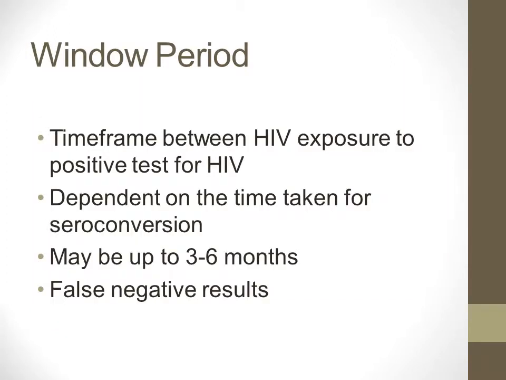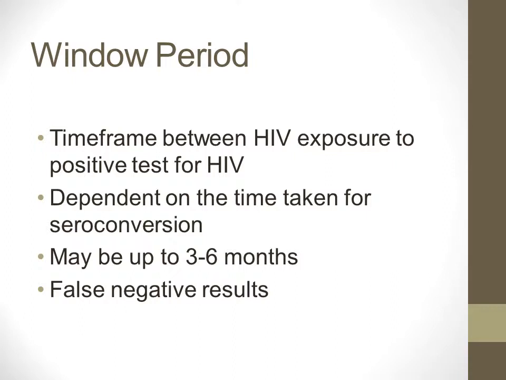Moving on to the second item, which is definition of the window period. This is the time frame between the HIV exposure and the positive test for HIV. It's dependent on the time taken for seroconversion, which may be up to 3 to 6 months, and a lot of false negative results are obtained in this time frame.